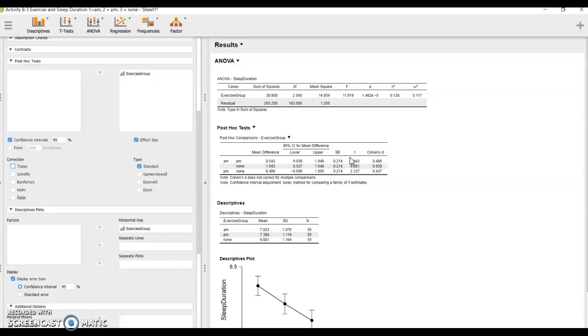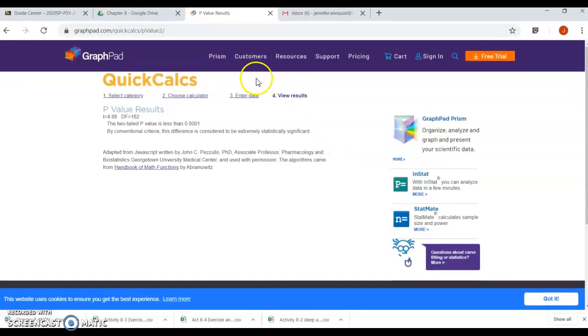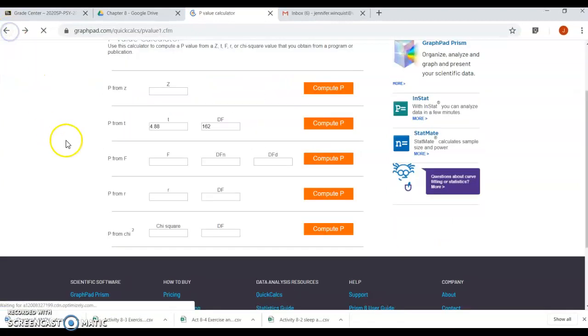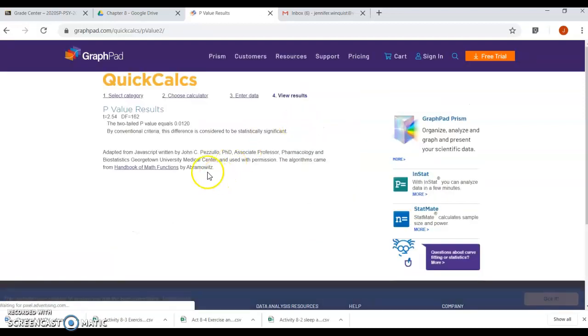So in order to get the p-values, you're going to have to use an online calculator. One you can use, and I'm using one from graphpad.com, is where all you do is enter your t statistic. Our first one's 2.54. And then you enter the degrees of freedom. These are the residual degrees of freedom from the ANOVA. So it was 162 to compute the p-value.